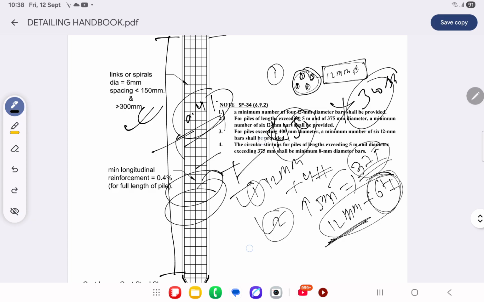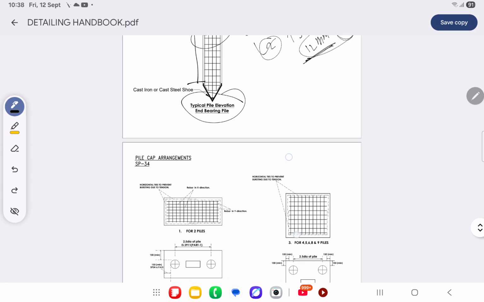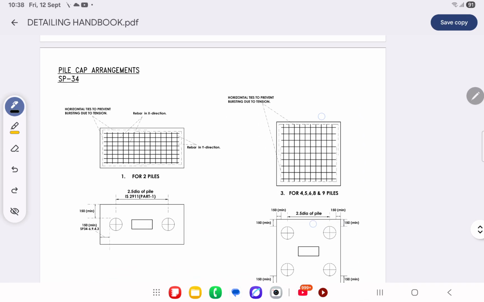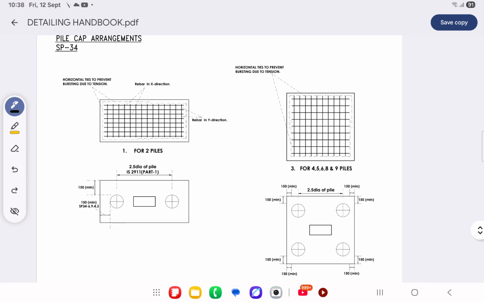This is in the case of an end bearing pile. Now we see what the pile arrangements are according to SP 34. This is very important. So suppose you are going to provide 2 piles. In the case of 2 piles, this is the pile arrangement. This is the pile cap.